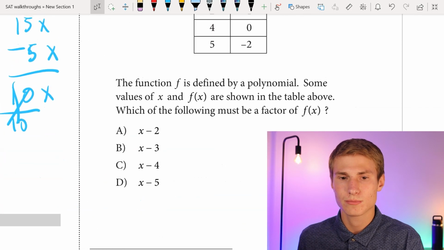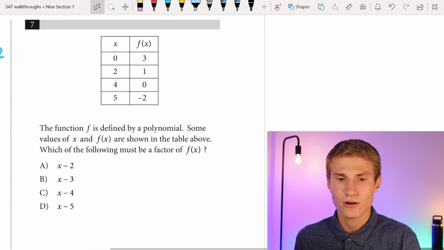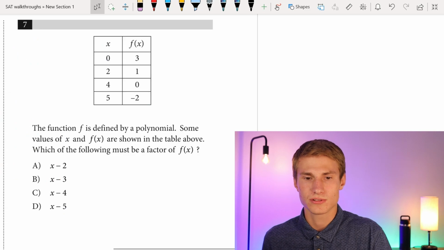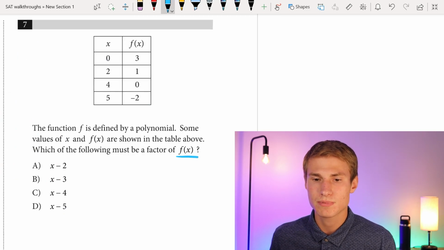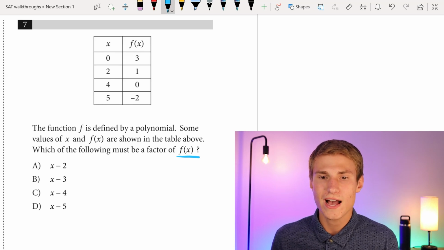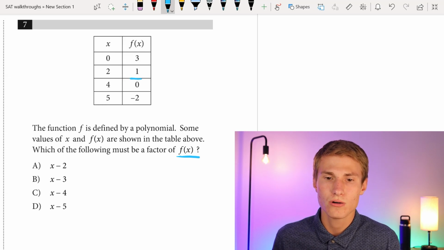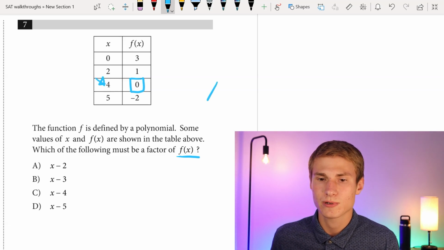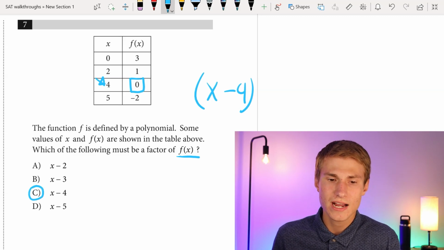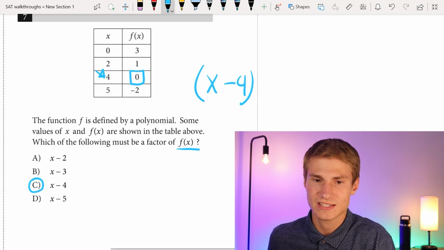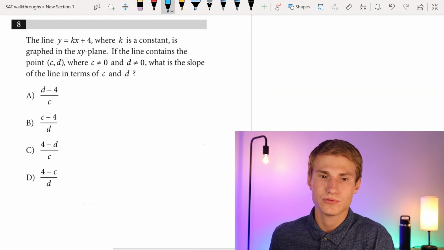All right, now let's go ahead and move on to number 7. So number 7 says the function f is defined by a polynomial. Some values of x and f of x are shown in the table above. Which of the following must be a factor of f of x? Well, a factor is going to be where f of x is equal to 0. So we see that that occurs when x is 4. So therefore, if that occurs when x is 4, then x minus 4 is going to have to be a factor. So we go ahead and find our answer choice there, and our answer there is going to be answer choice C.